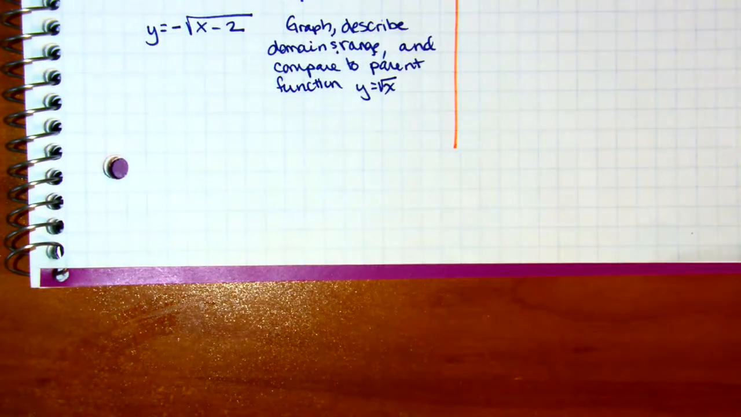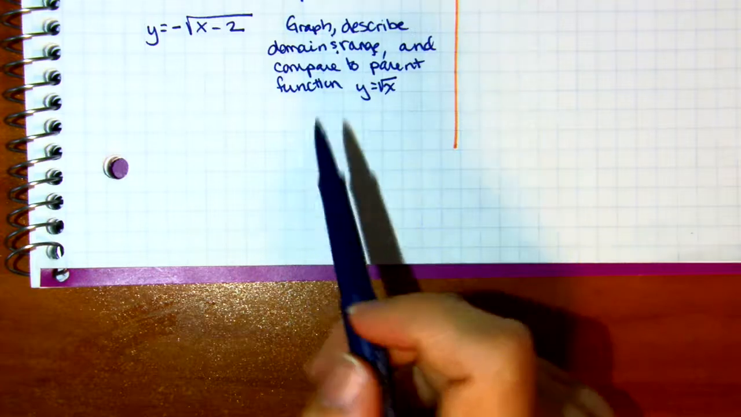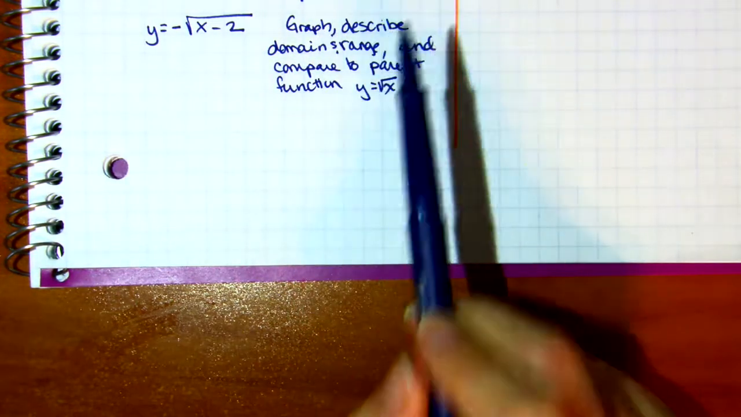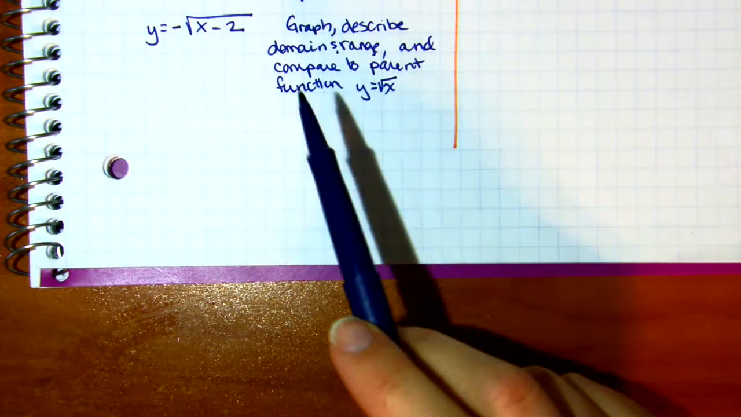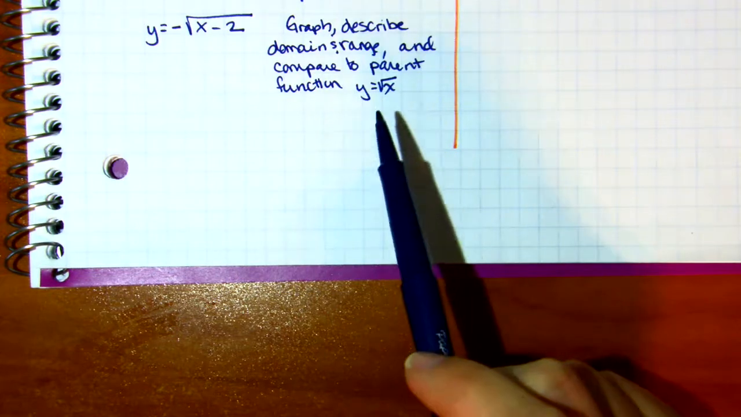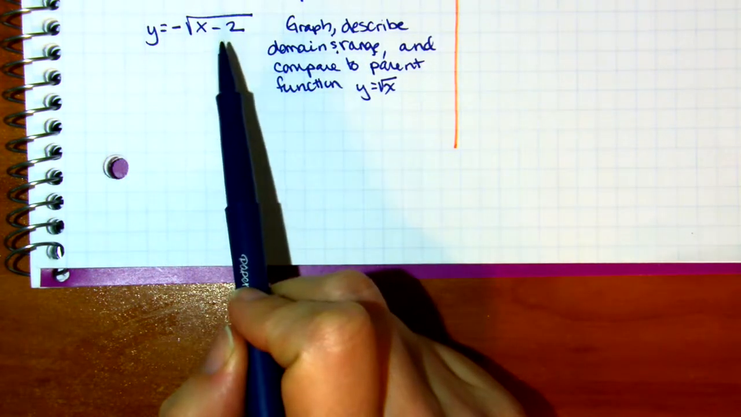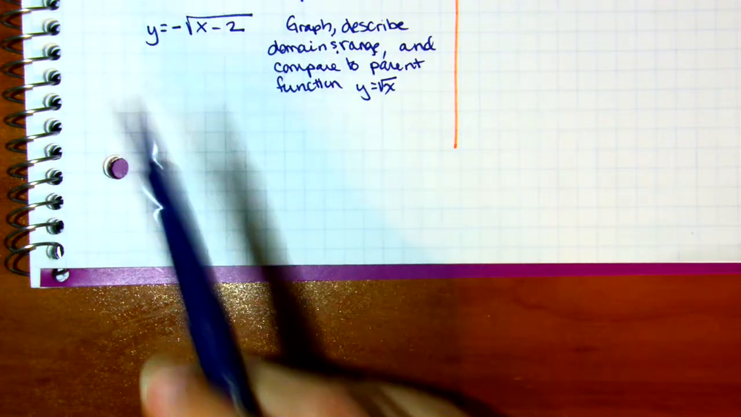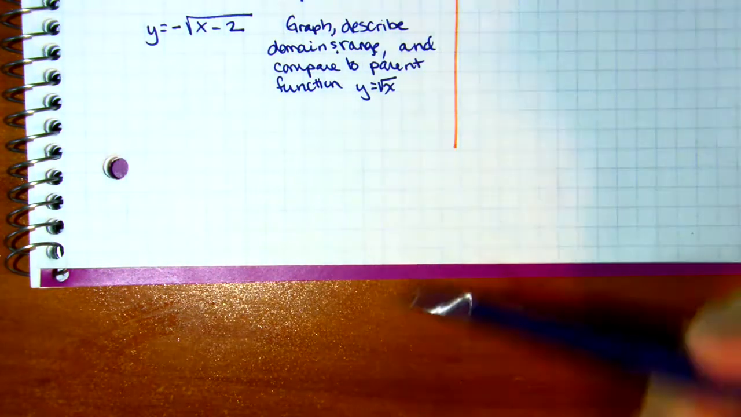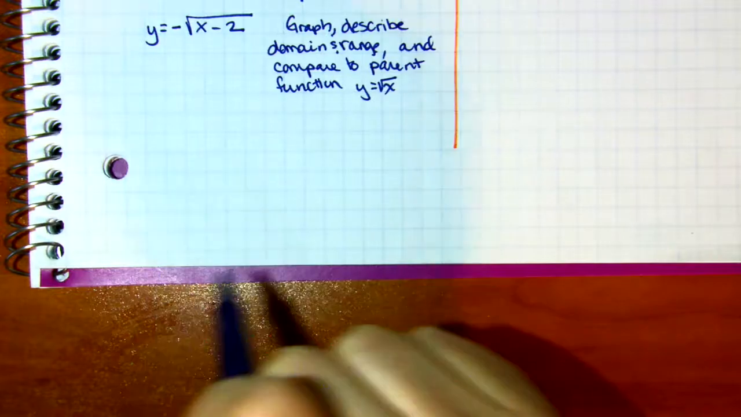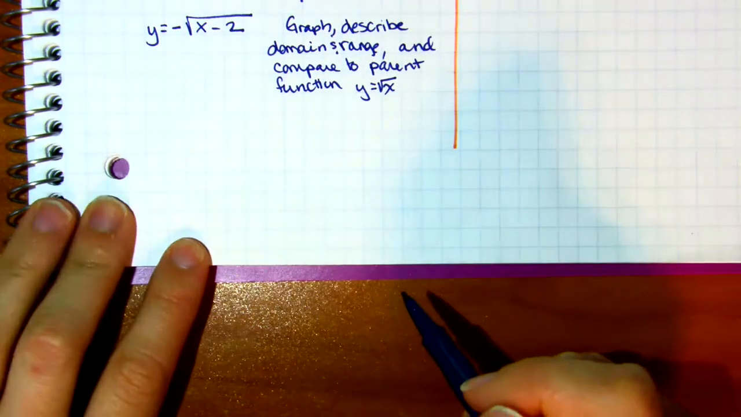Okay, so the last example we're going to do by hand, y equals the negative square root of x minus 2. And I want you to graph, describe the domain and range, and also compare it to the parent function of y equals square root of x. What I'm going to do first is figure out what the domain is, because once I know the domain, then I know what points I can pick, and I can go from there.